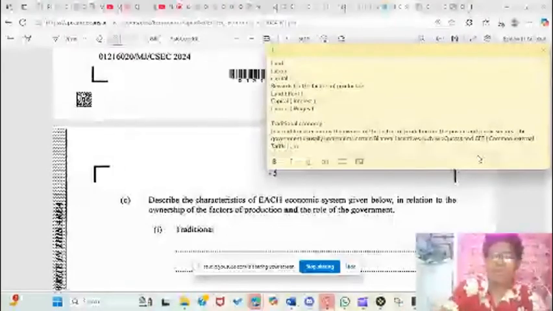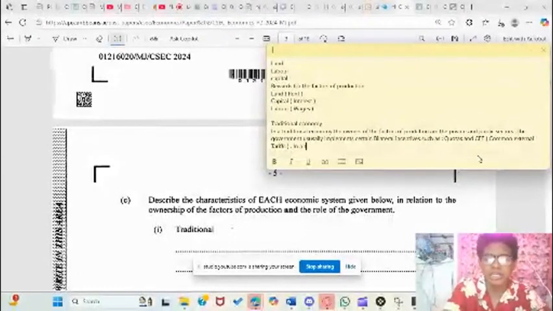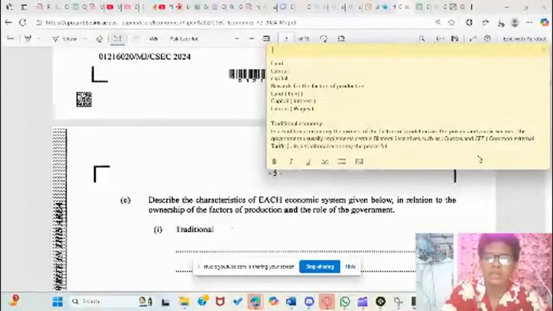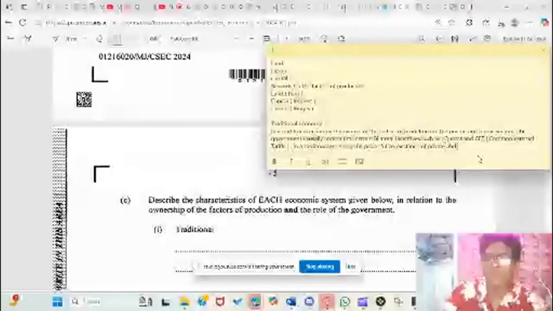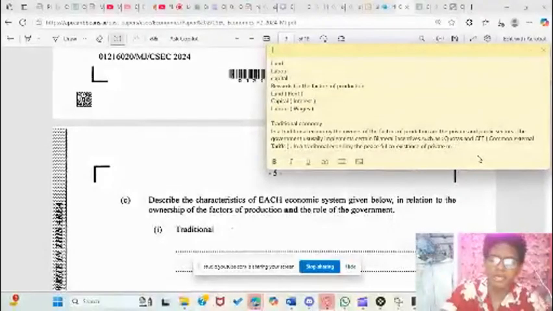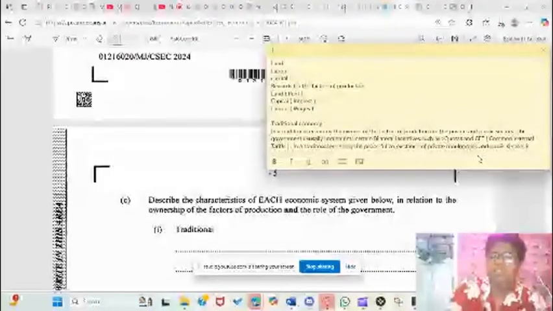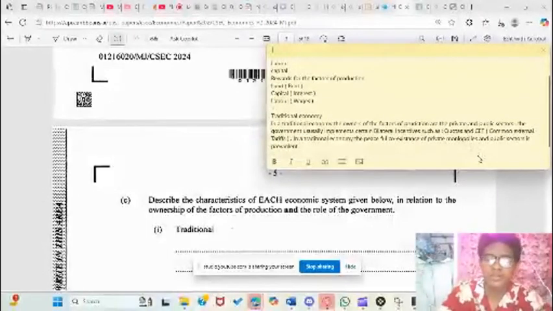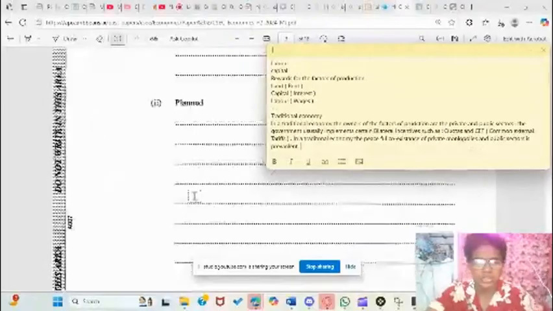In a traditional economy, the peaceful coexistence of private and public monopolies on public sectors is prevalent. So yes, that is it for traditional economies. Let's look at some of the other questions.